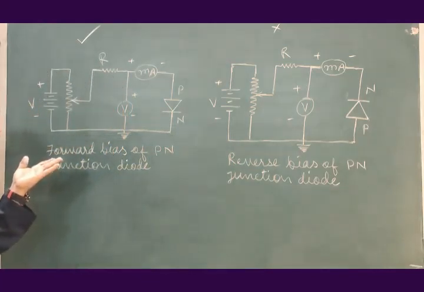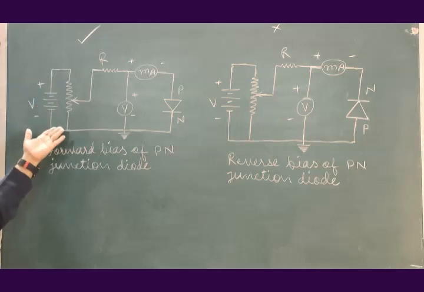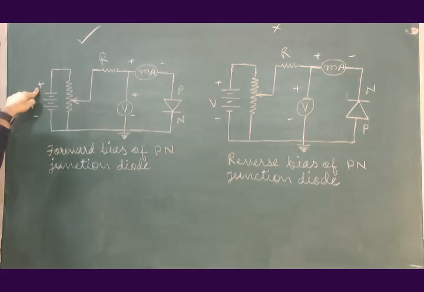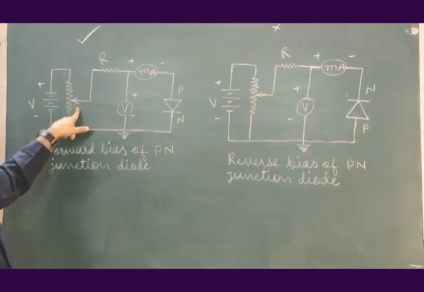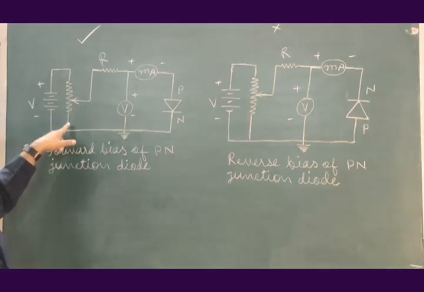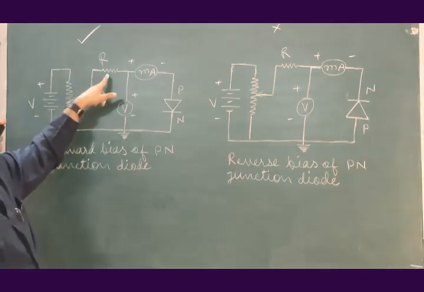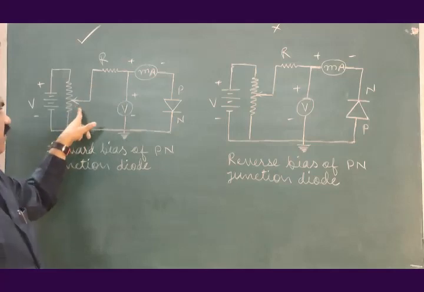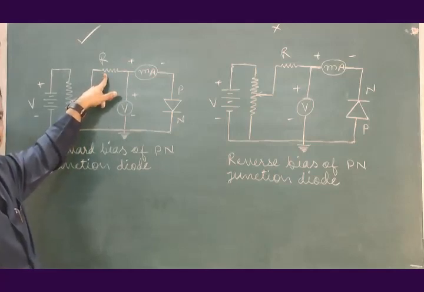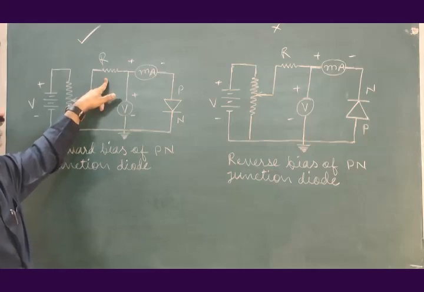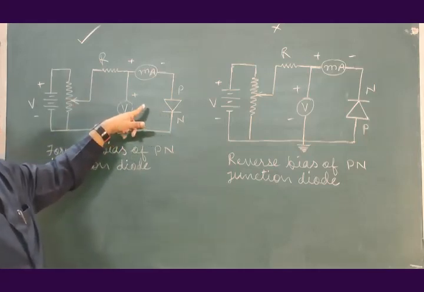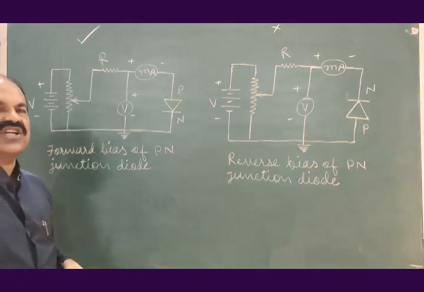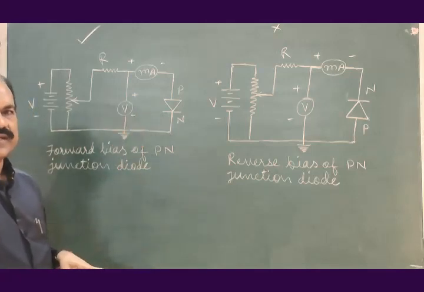What is done in forward bias? This is a variable power supply with a positive terminal and a negative terminal with potential difference V. This is the variable knob of this power supply. The positive of this is connected to a resistance R. This resistance is used for protection of the diode. It does not allow excess current to pass through this diode.